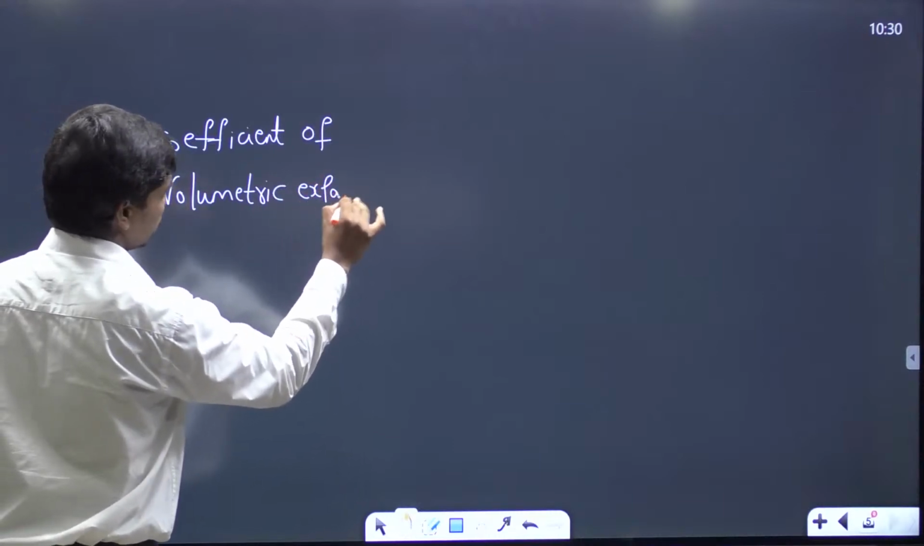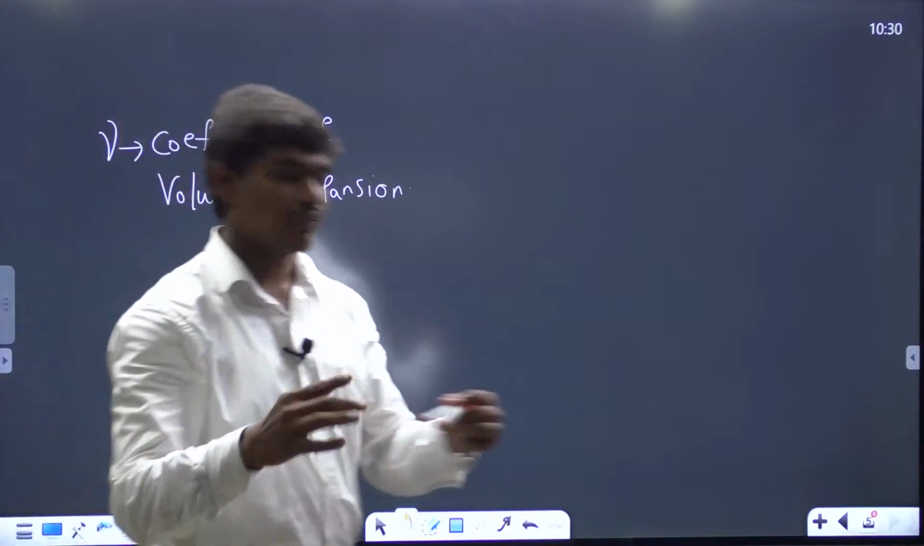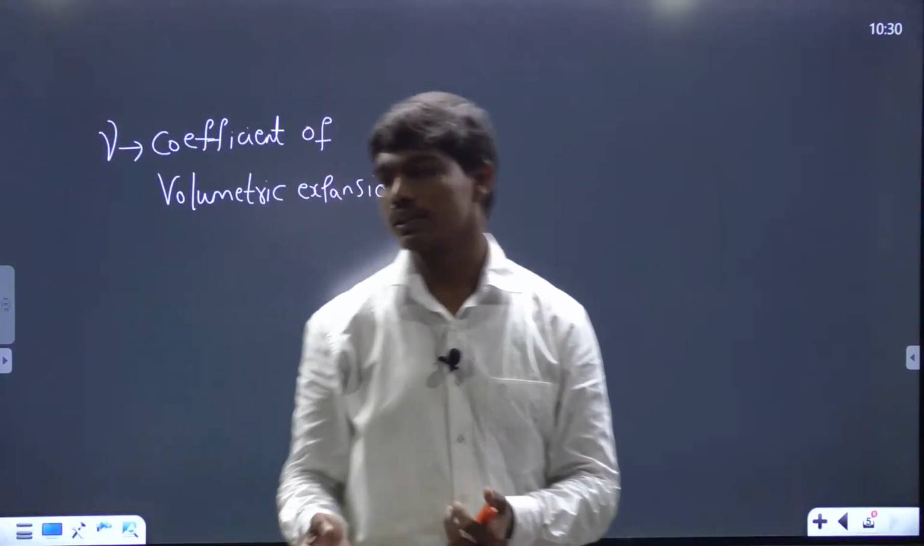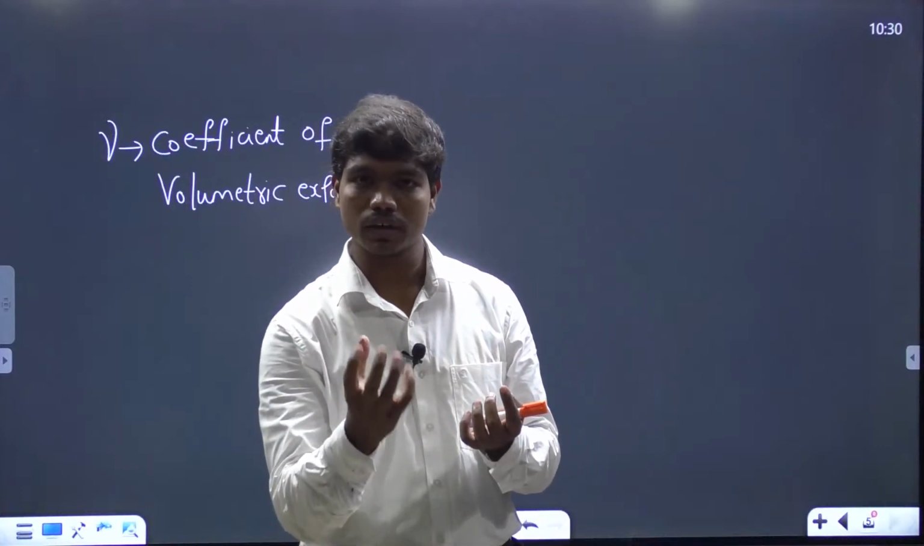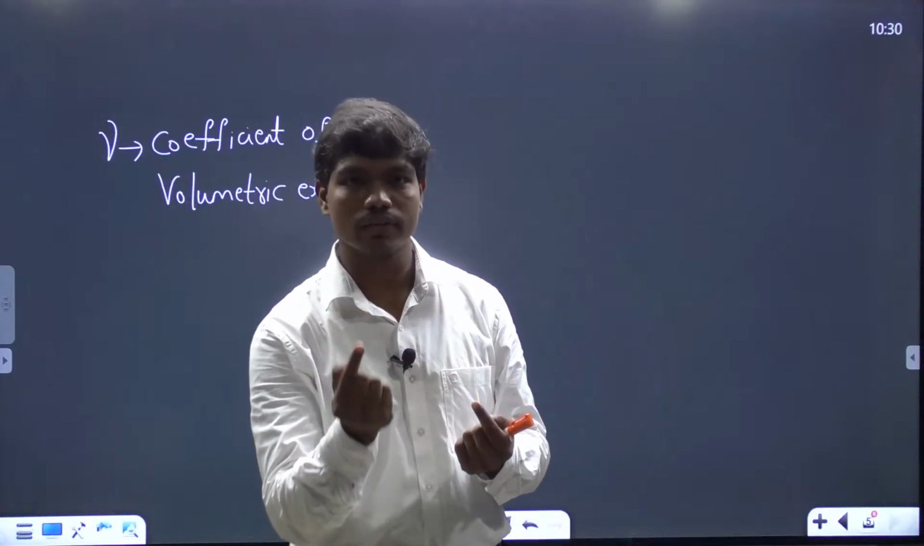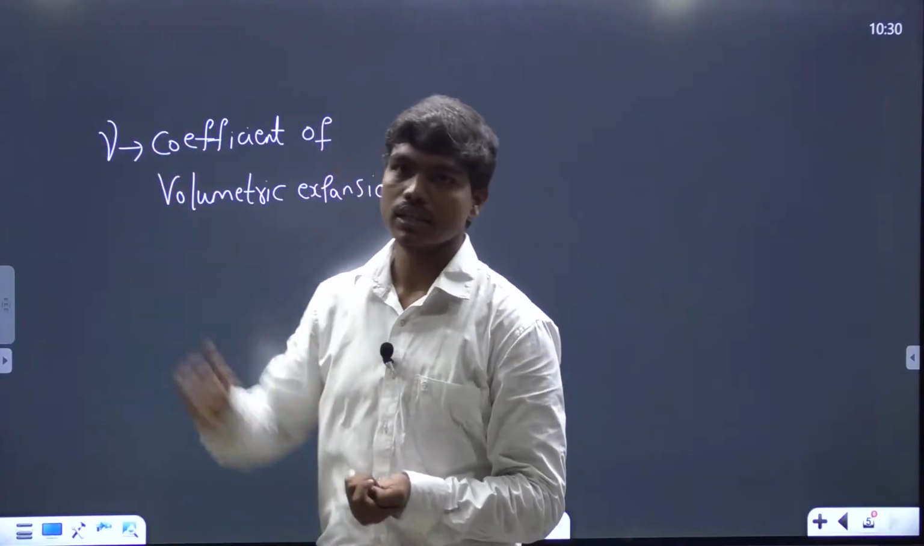Coefficient of volumetric expansion means at a point, if you take a fluid, a liquid or a gas, at a given volume, now if you increase the temperature of this particular substance by 1 unit, means by 1 Kelvin, then what's the change in its volume? That's what this gamma tells us, correct? So see here.